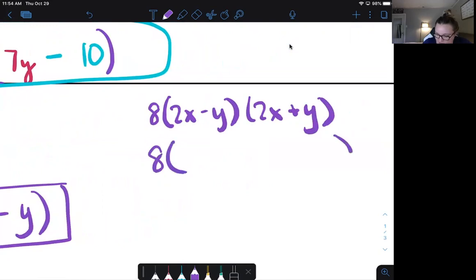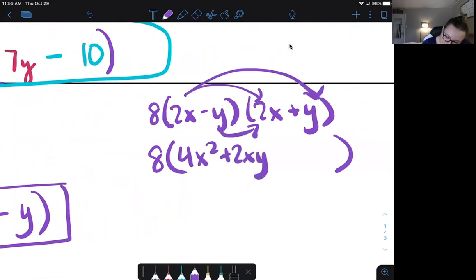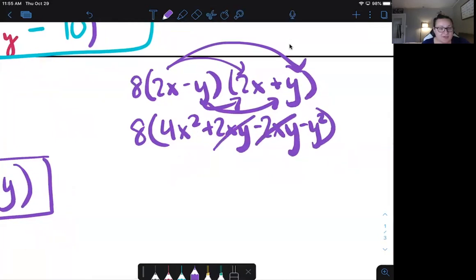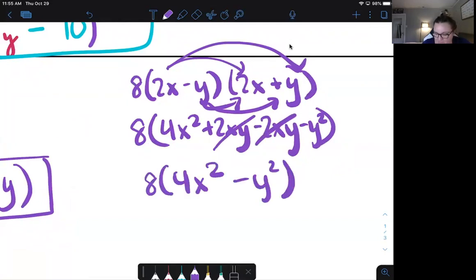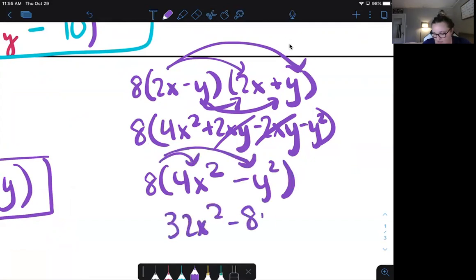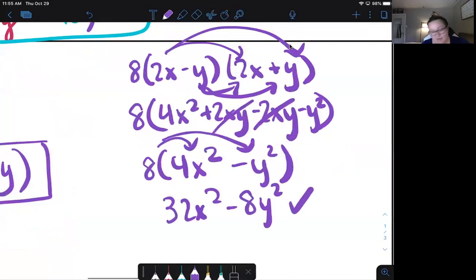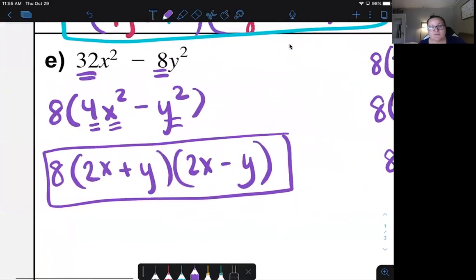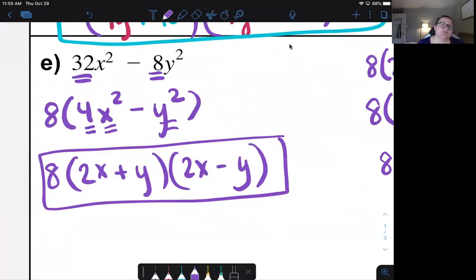So 2x times 2x is 4x squared. 2x times y is 2xy. Negative y times 2x is negative 2xy. Negative y times y is negative y squared. Well, 2xy minus 2xy cancel. 8 times 4x squared minus y squared. Distribute the 8, and we get 32x squared minus 8y squared. And we get what we started with, so we know we're right. So our factored form is 8 times 2x plus y times 2x minus y.